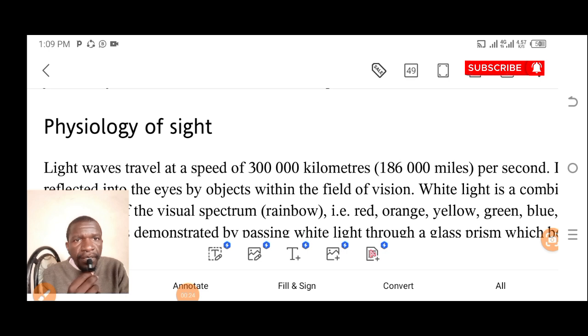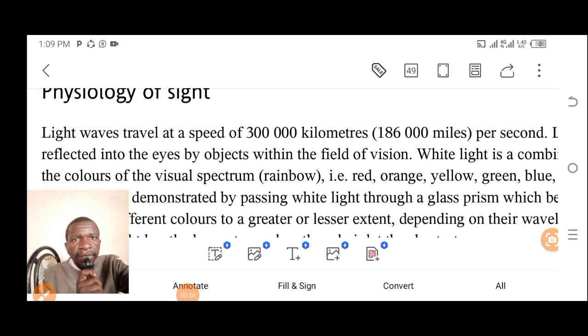So physiology of sight, here we are going to learn how somebody sees, how someone is able to visualize an image, how light travels, how objects within the field of vision are finally visualized, particularly in the brain, in the visual center, which is in the occipital lobe. So today we look at physiology of sight.